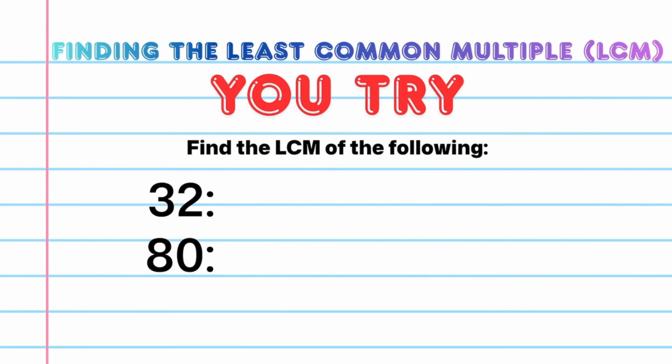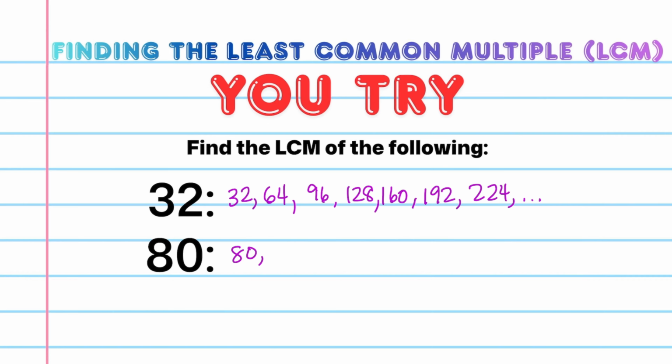We're going to find the multiples of 32. So I have 32 times 1 is 32. 32 times 2 is 64. 32 times 3 is going to be 96. 32 times 4 is 128. 32 times 5 is 160. 32 times 6 is 192. 32 times 7 is 224. Now I can keep going, but I think I found what my LCM is. But let's do the same thing for 80.